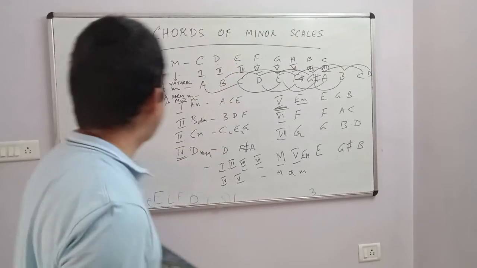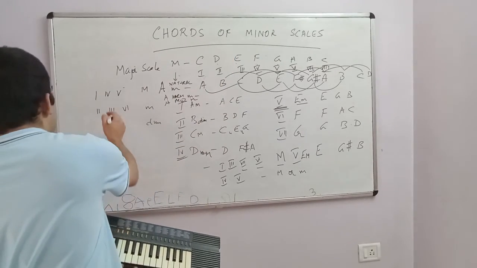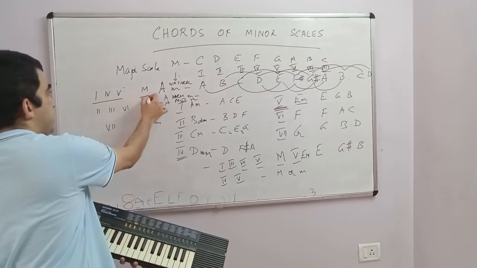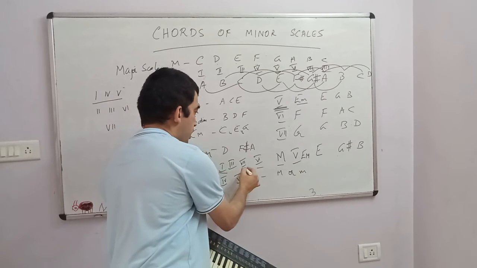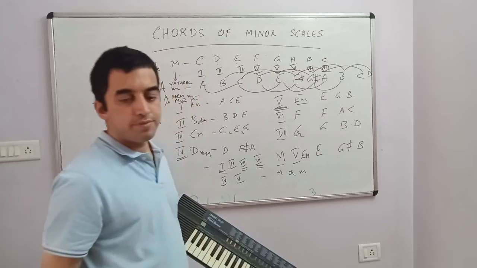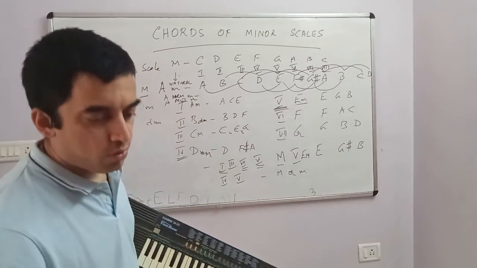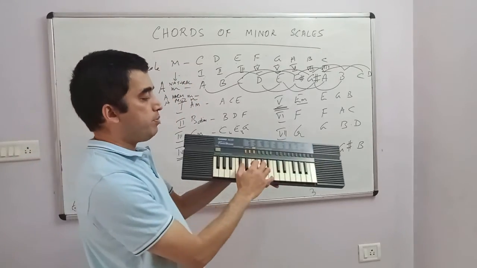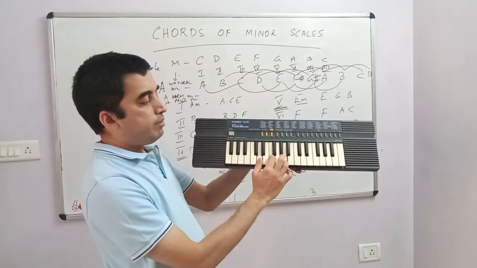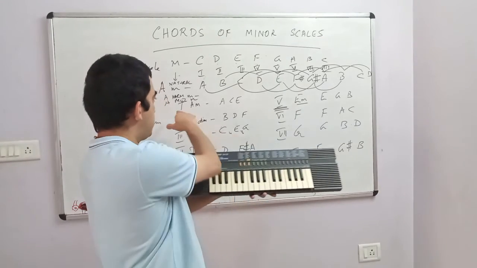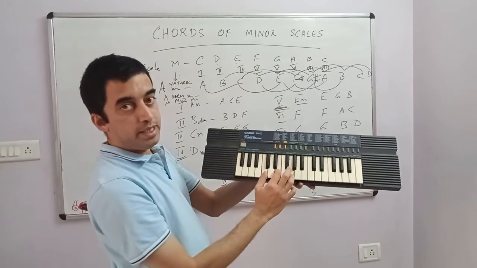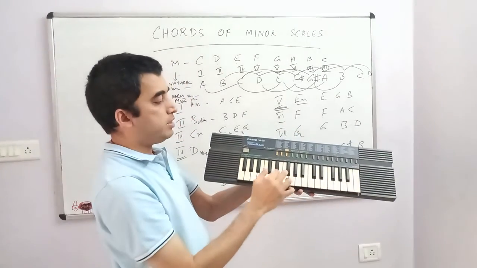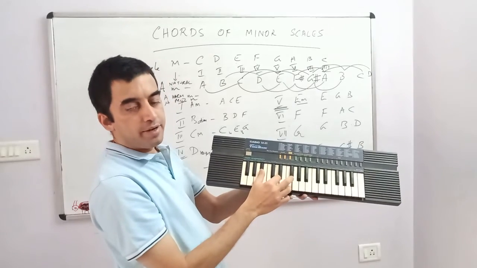To summarize, in the major scale, the most important chords are the 1, 4, 5, which are major. Whereas in the minor scale, the most important chords are the 1, 7, and 6. In the same way, if I go to another minor scale, consider the D minor scale. It will be D minor for the first note, and the seventh note will become C, the C major chord.